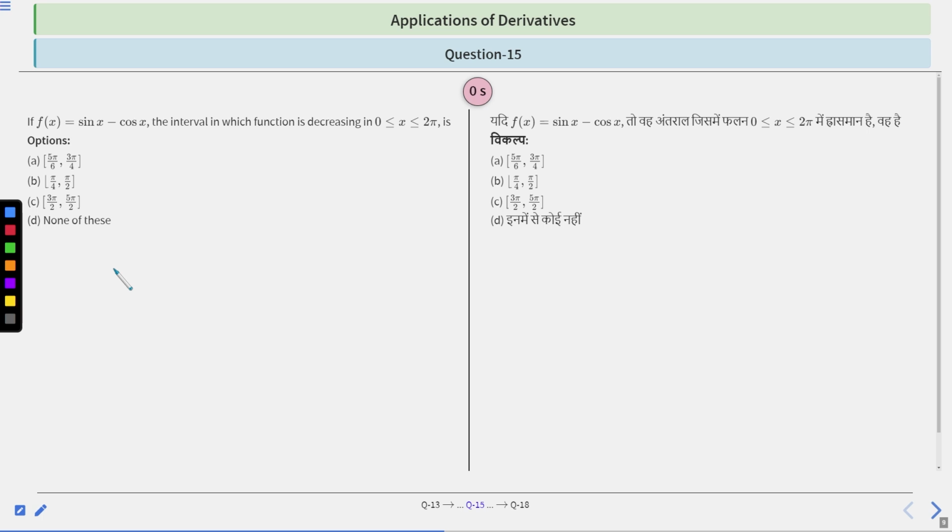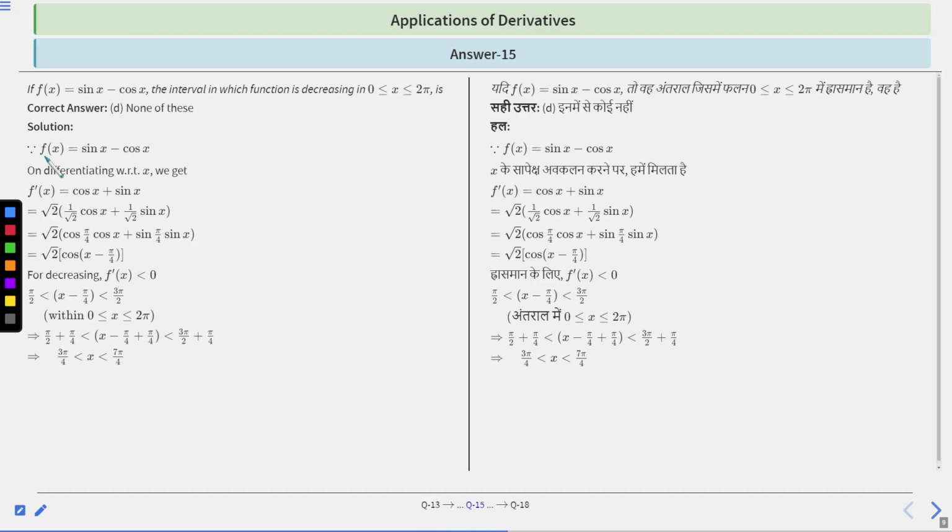Okay, let's move to the solution part C. Since f(x) is sin x minus cos x, on differentiating with respect to x, we will get f'(x) is equal to cos x plus sin x, clear? We can multiply and divide by root 2. So root 2 into (1 by root 2 cos x plus 1 by root 2 sin x). Therefore, root 2 into (cos pi by 4 into cos x plus sin pi by 4 into sin x), which is equal to root 2 cos(x minus pi by 4).